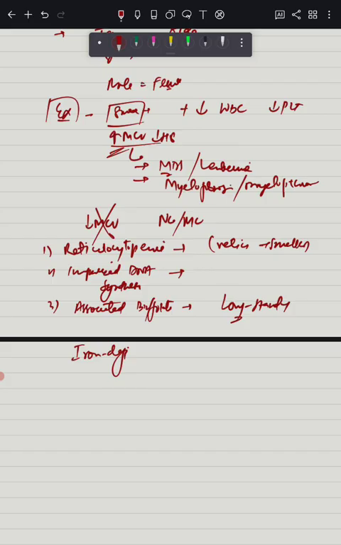So always think microcytic anemia means iron problem, macrocytic anemia means DNA synthesis problem, and pancytopenia with hypocellular marrow, think aplastic anemia.